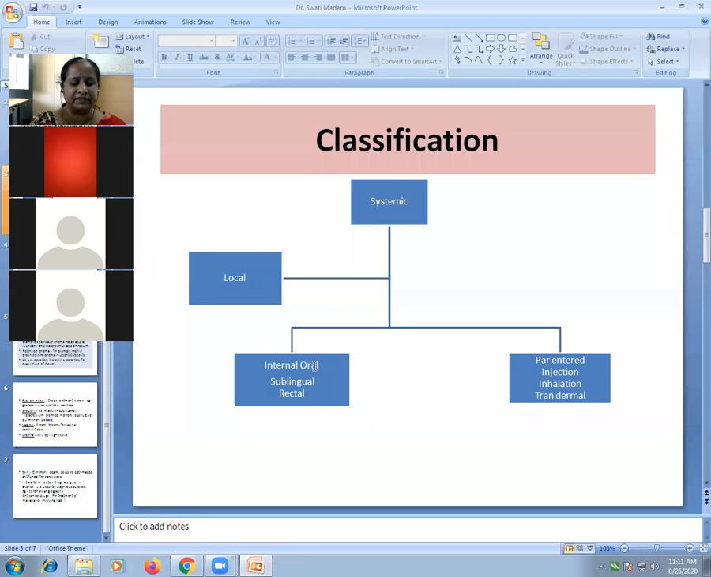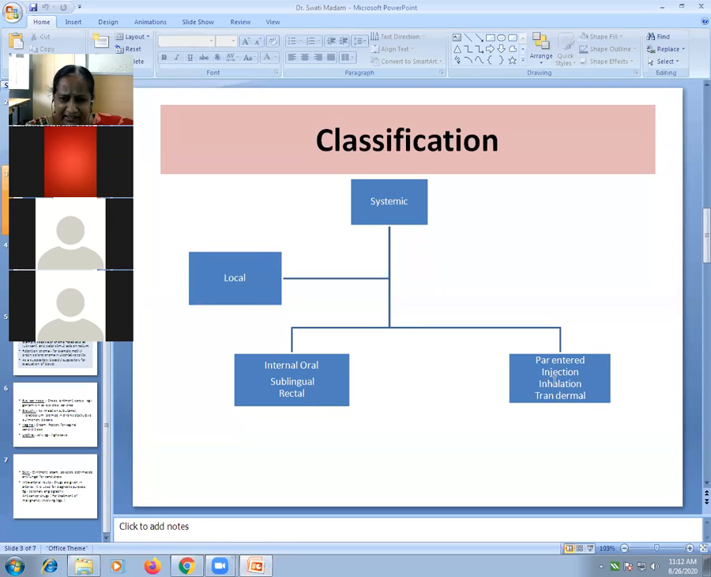You have seen what the oral route is, how the tablets are given, and what the advantages and disadvantages are. Then the sublingual route, where the tablet is kept. Then the rectal route. Now we will see the parenteral route. What comes in the parenteral route? Injections, drugs given by injections, inhalation, and transdermal patches.